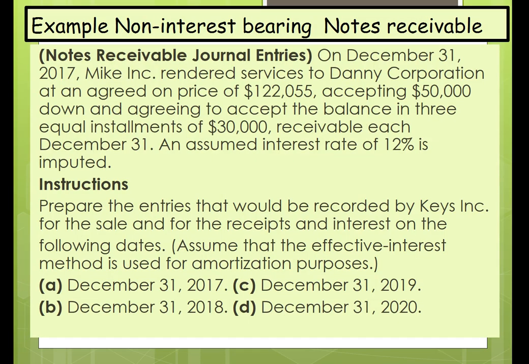For the first one, we have a non-interest bearing note receivable. On December 31st, 2017, services were rendered, and the customer agreed to pay $122,000, accepting $50,000 down, and then agreed to pay $30,000 at the end of each year. There is an implied or assumed interest rate of 12%. So now we're going to look at what those journals look like. Also, we're going to use the effective rate.